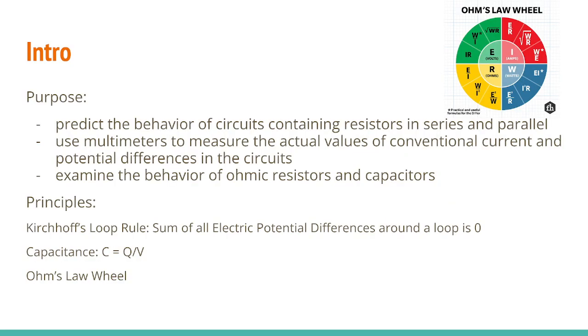The purpose of this lab was to predict the behavior of circuits containing resistors in series and in parallel, using multimeters to measure actual values, and to examine the behavior of resistors and capacitors. A few major principles we used are shown in the top right in that chart. There's Kirchhoff's loop rule as well as his node rule, but that one's not quite as helpful with this. The loop rule is just that the sum of all electric potential differences in a loop is zero, and some capacitance stuff as well.